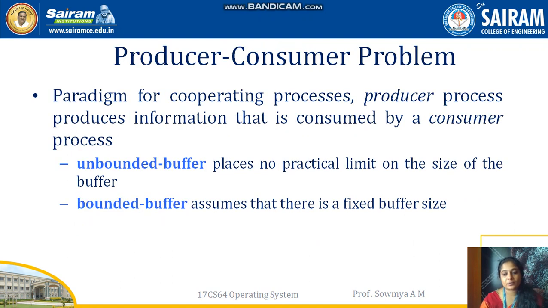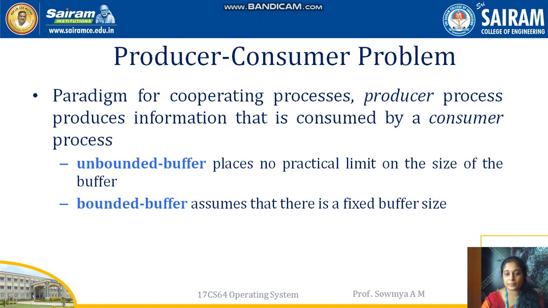Next is the producer consumer problem. This problem is used to explain, using unbounded and bounded buffers, how a producer can produce the data and the consumer will consume it. If it is an unbounded buffer, then the producer need not wait for the consumer to consume the data, because the size of the buffer is not restricted. So the producer will keep on producing the data and the consumer will consume.